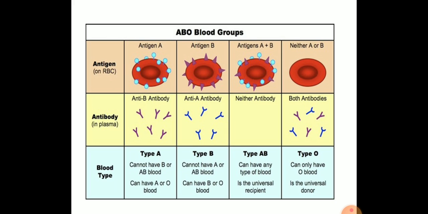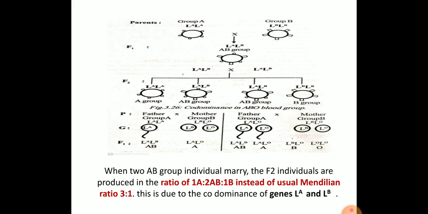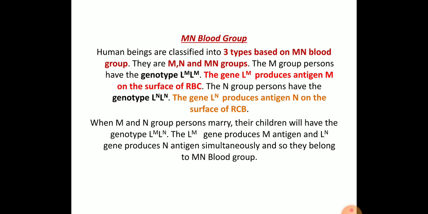So that is how usually the O blood group is called the universal donor, and AB will be the universal recipient. So already we have seen this example. Now coming to the Mn blood group. So what is this Mn blood group now?